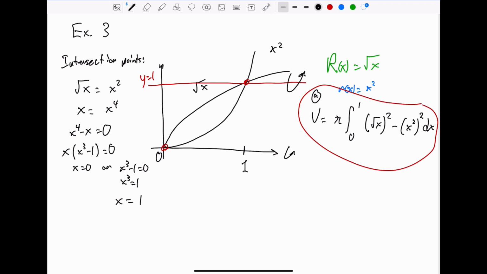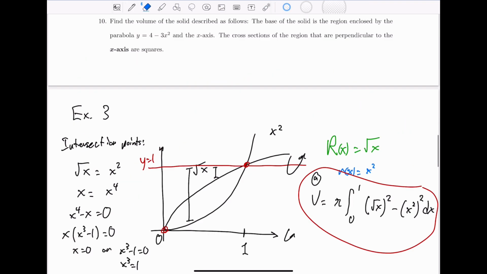Well, when we do that, we have different expressions for the outer radius and the inner radius. Now, the outer radius is this right here. And we need an expression for that. And the inner radius is now right here. How do we deal with this?